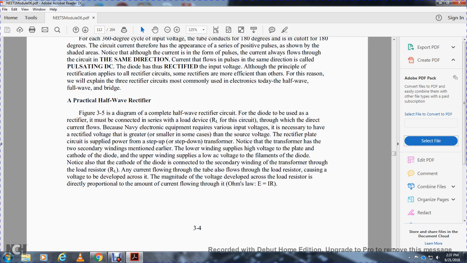The cathode of the diode connects to the secondary winding of the transformer through the load resistor. The current flowing through the tube also flows through the load resistor, causing a voltage to be developed across it. The magnitude of the voltage developed across the load resistor is directly proportional to the amount of current flowing through it, per Ohm's law.